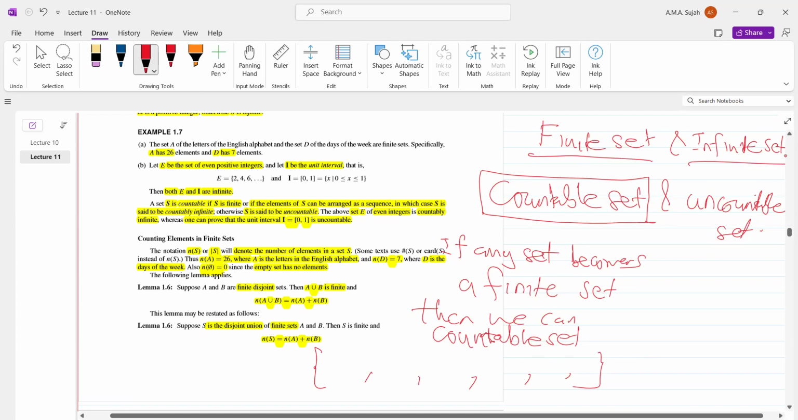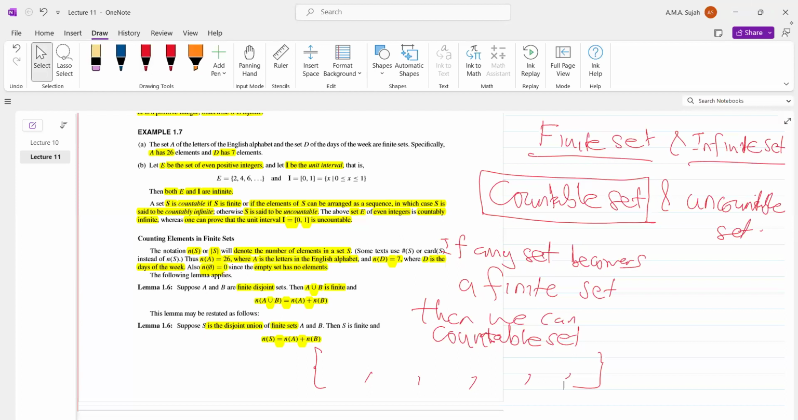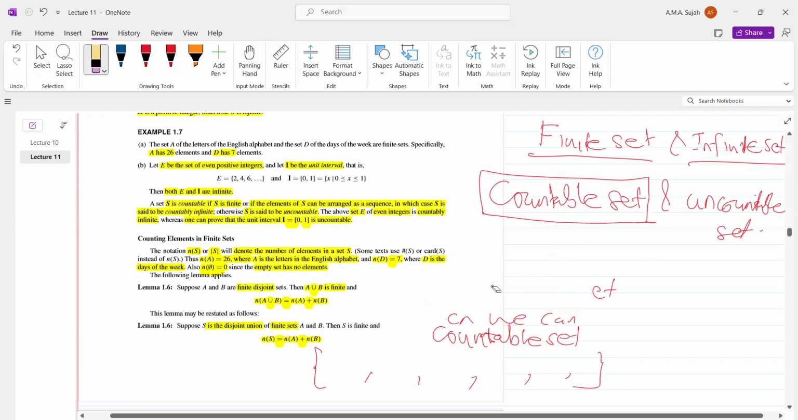Is it clear or do I need to explain more again and again? Tell me. You need to differentiate what is a finite set, what is an infinite set. You need to differentiate what is a countable set and an uncountable set, or what is a countable infinite set. You need to differentiate these things. Okay, I will explain again, right? So let me summarize the things, then you can easily understand, right?